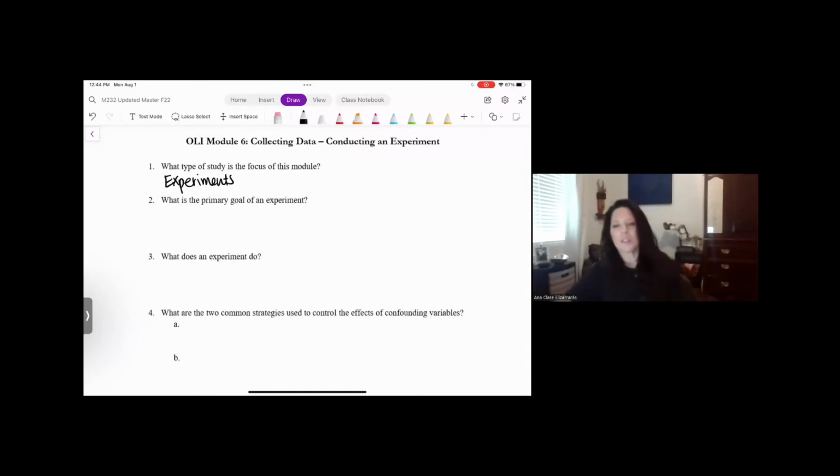Why do we perform experiments? We left off Module 5 asking, can we infer cause and effect from an observation? The answer was no. The primary goal of an experiment is to be able to provide evidence for a cause and effect relationship between two variables.